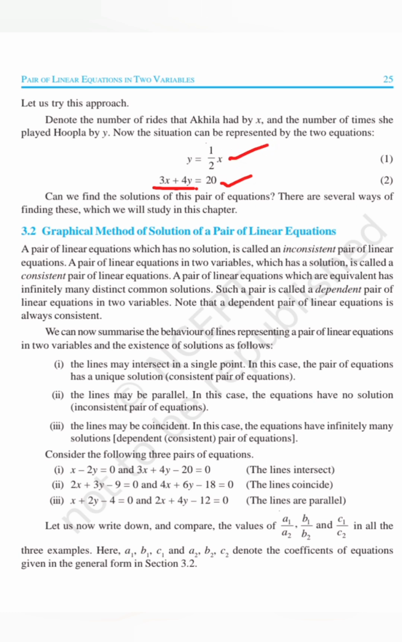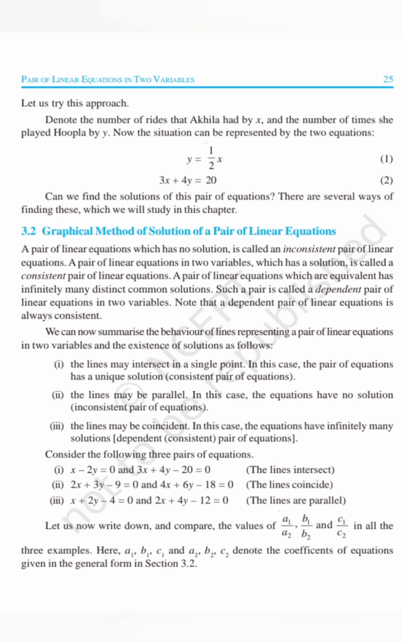And this is the relation between the number of games she played on the giant wheel and hoopla. Now we got two different equations and both are linear equations. This can be called a pair of linear equations. How to solve these equations will be seen in this chapter.